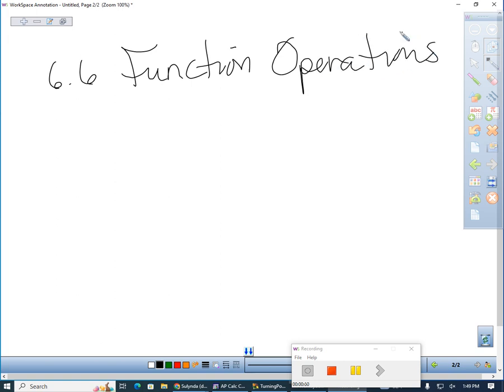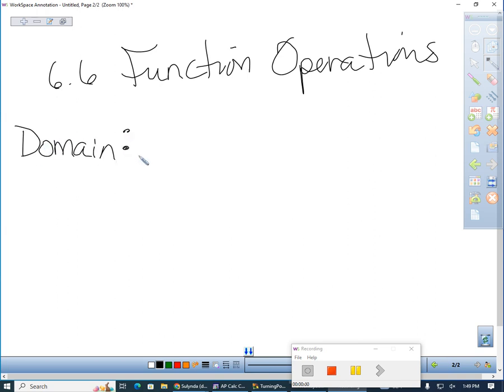So the first part of this assignment is the hardest part. I'm going to tell you that up front, okay? When we talk about operations, that means we're going to take two different functions and add, subtract, multiply, and divide them. However, the hardest part of this lesson is finding the domain. So that's where I want to start. Okay? Domain.